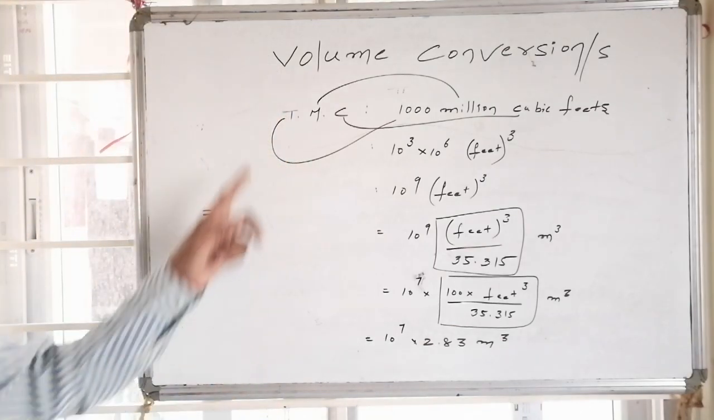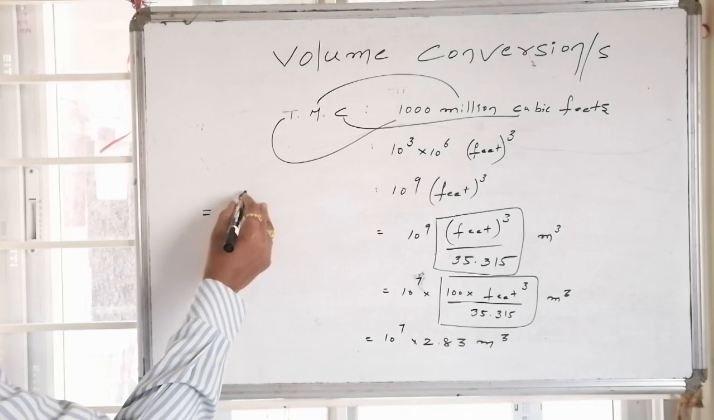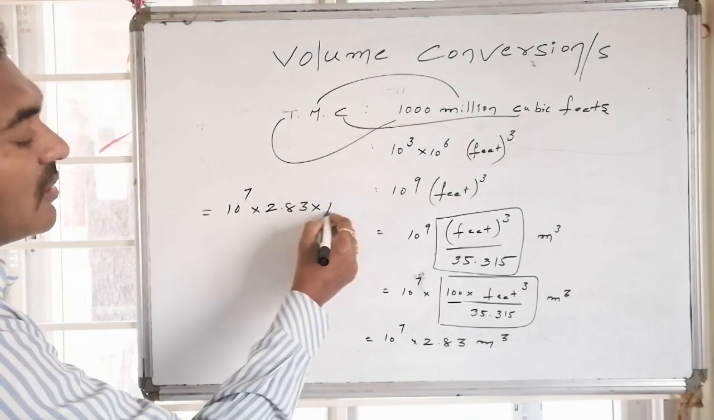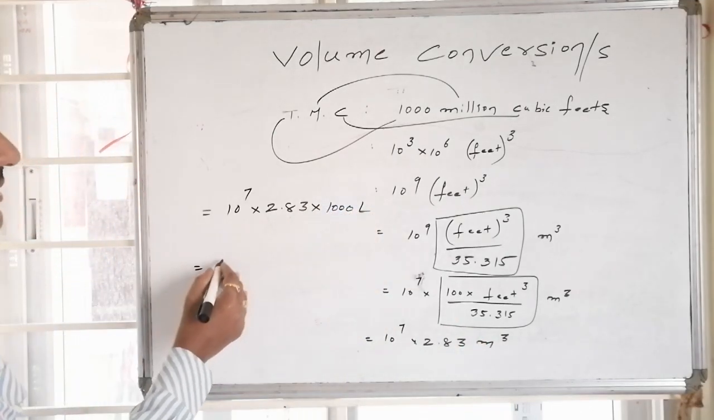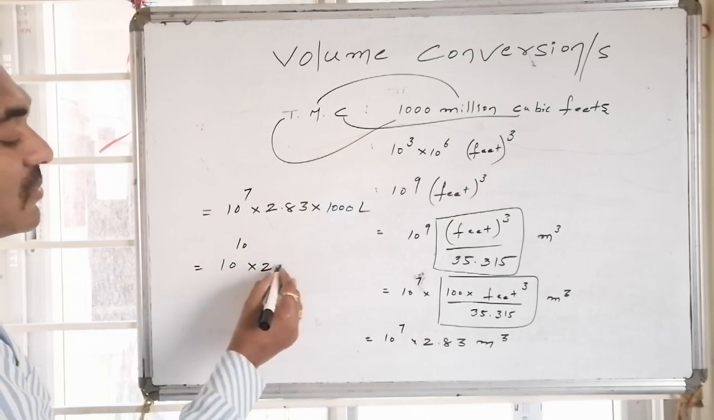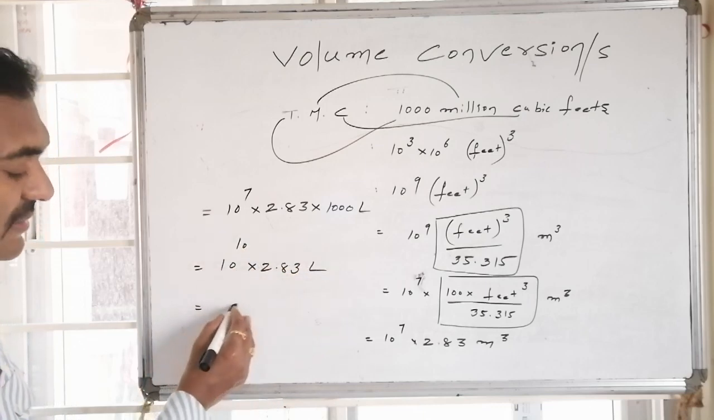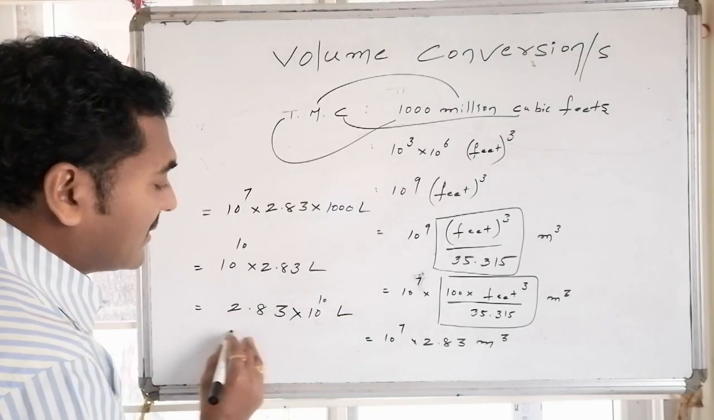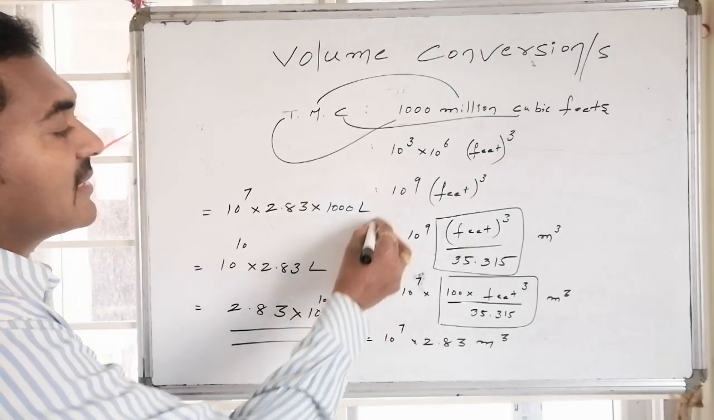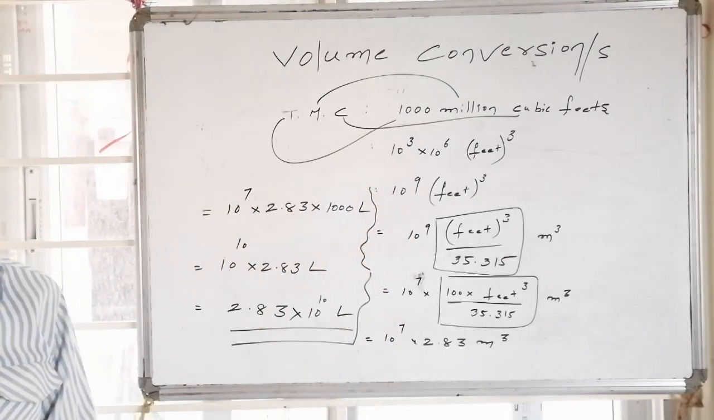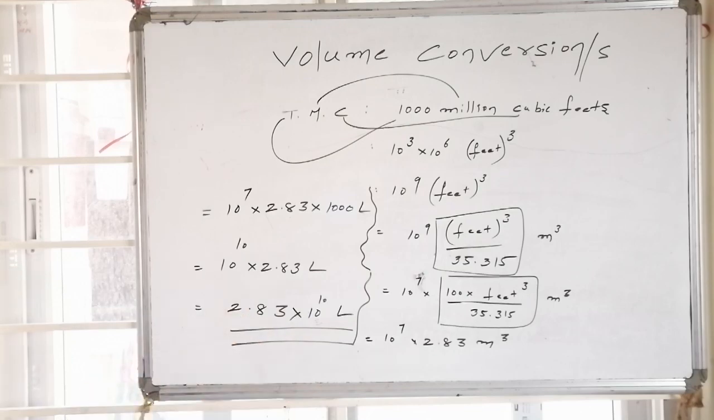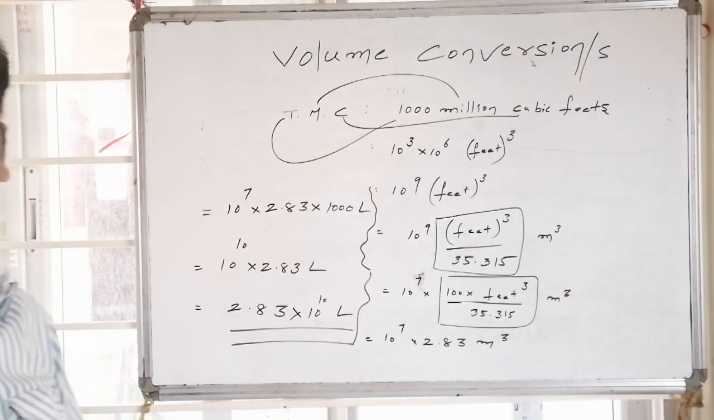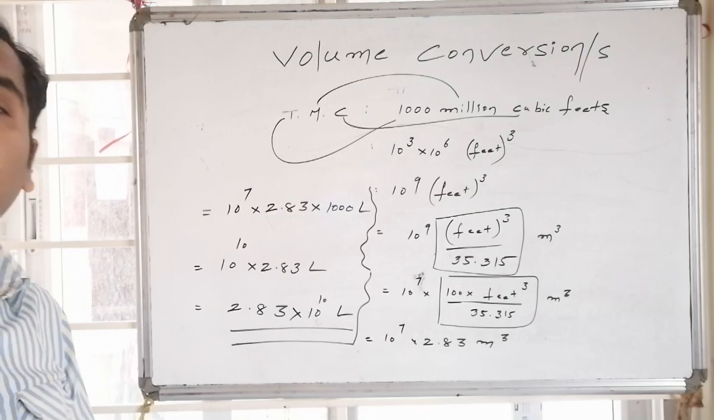Suppose if I want to express that TMC in terms of liters, as I know that 10 power 7 is as it is, 2.83 is as it is, that is 1 meter cube. 1 meter cube will become equal to 1000 liters, hence it will become equal to 10 power 10 into 2.83 liters. Or for systematic version we can write it as 2.83 into 10 power 10 liters will become equal to 1 TMC, that is 1000 million cubic feet, that is TMC. TMC in liters, if I express in liters, it will become equal to 2.83 times 10 power 10 liters will become equal to 1 TMC.